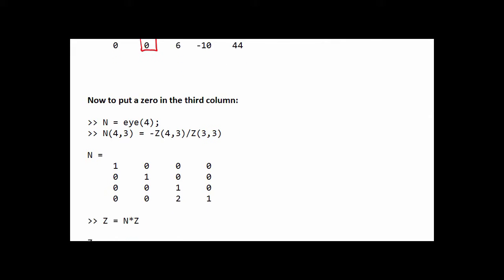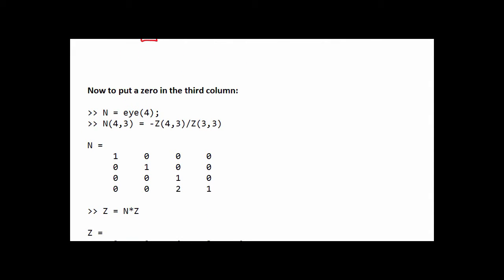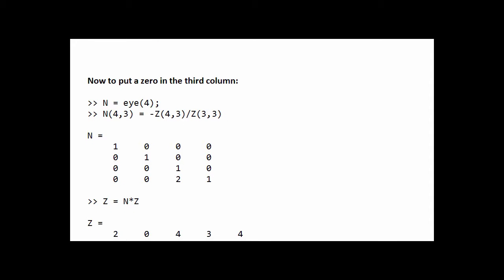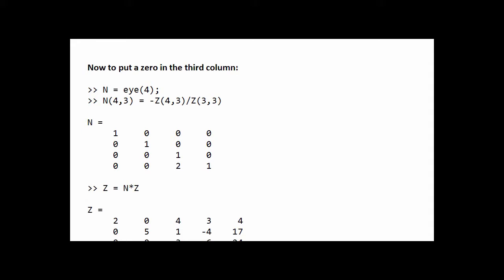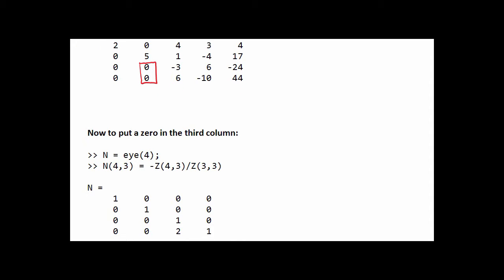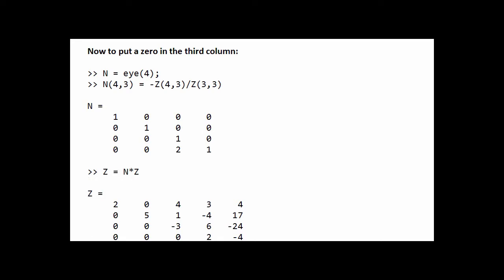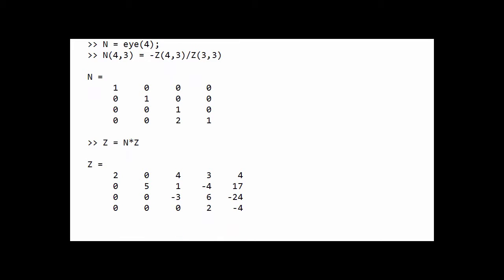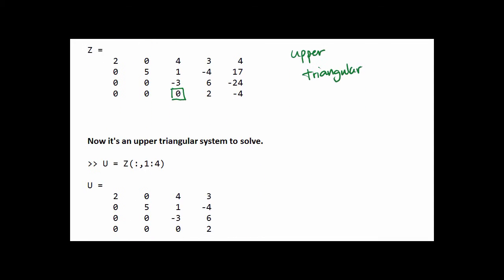Repeat that for the third column. We have an N with 1s on the diagonal, and just a single 2 in the 4-3 position, because that takes 2 times the third row and adds it to the fourth row to get rid of the 6 there in the fourth row. And now we've forced a 0 into the third column. The result is upper triangular. And therefore we can use backward substitution.